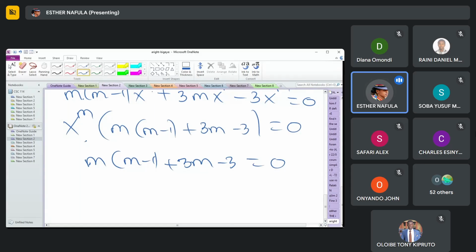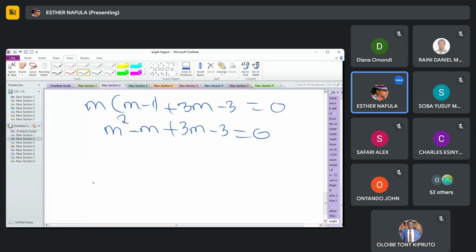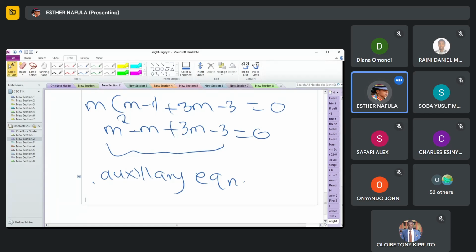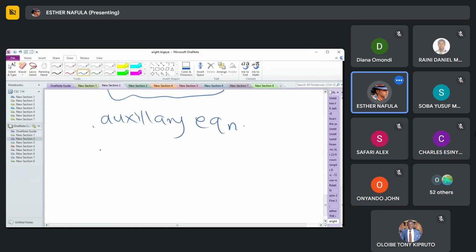Let's distribute the m in the first bracket. We'll have m squared minus m plus 3m minus 3 equals 0. This is our auxiliary equation or characteristic equation. So we solve the auxiliary equation to obtain the roots. M squared minus m plus 3m minus 3 is the same thing as m squared plus 2m minus 3 equals 0.